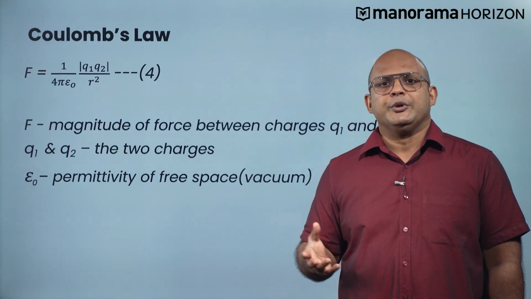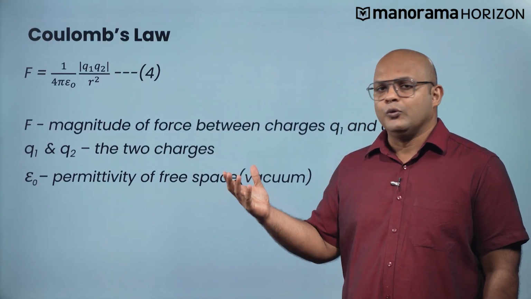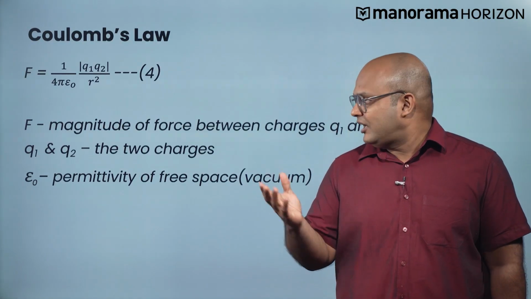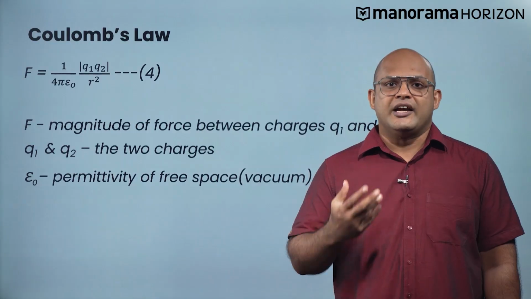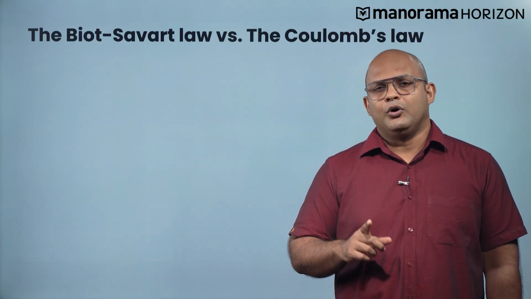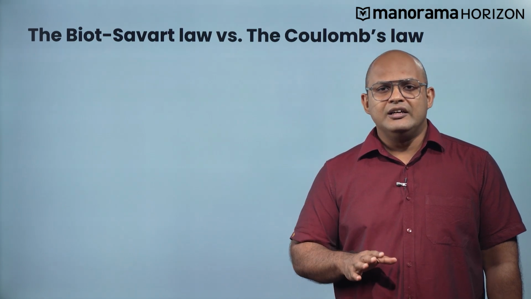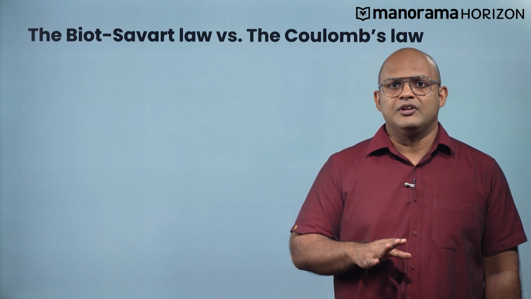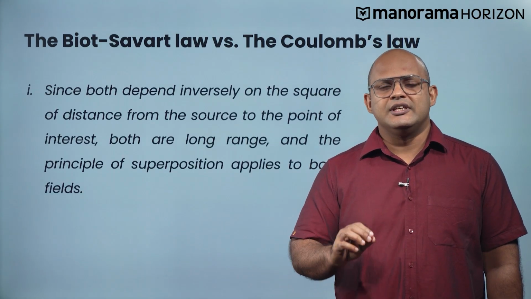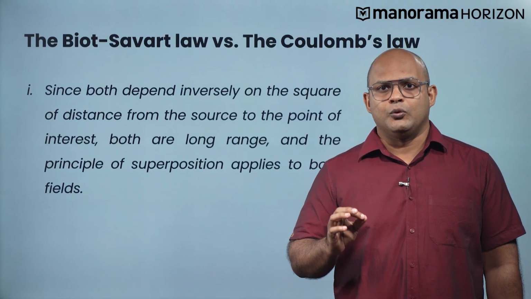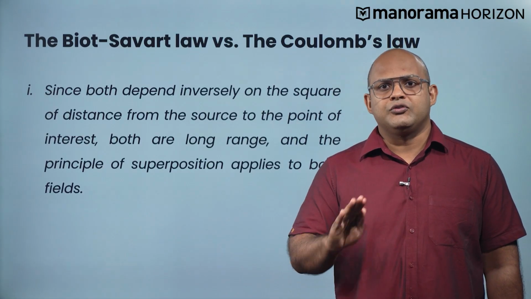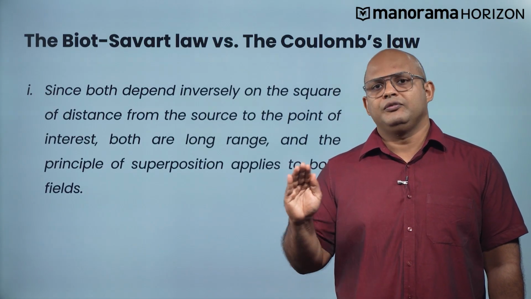So we get this equation where F is the magnitude of force between the two charges, Q1 and Q2 are the two charges, R is the distance between them, and epsilon 0 is the permittivity of the free space or vacuum. Now, both the Biot-Savart law for magnetic field and Coulomb's law for electrostatic fields have certain similarities and certain differences. Since both depend inversely on the square of the distance from the source to the point of interest, both are long-range forces and both also obey the principle of superposition of fields.